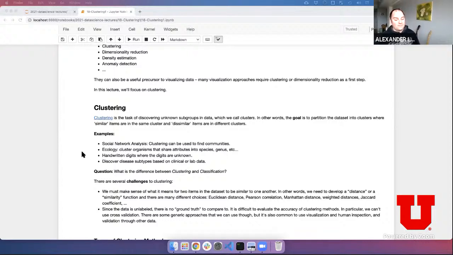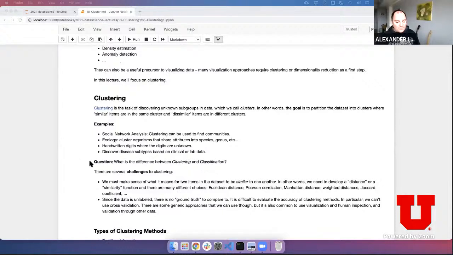Very common is the use of clustering in the biomedical field. For example, if you want to discover disease subtypes based on clinical or lab data, you would run a clustering algorithm. I did a big project on analyzing TCGA cancer genome data with clustering approaches, so that we could help people discover subtypes of, for example, brain cancer and so on. And so clustering is used in all of these applications when you don't have known labels.